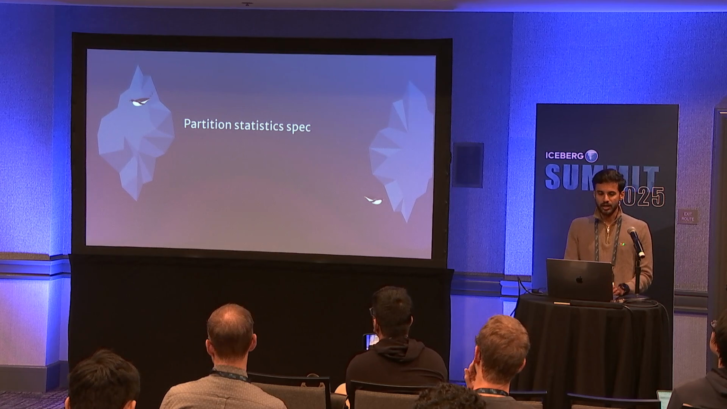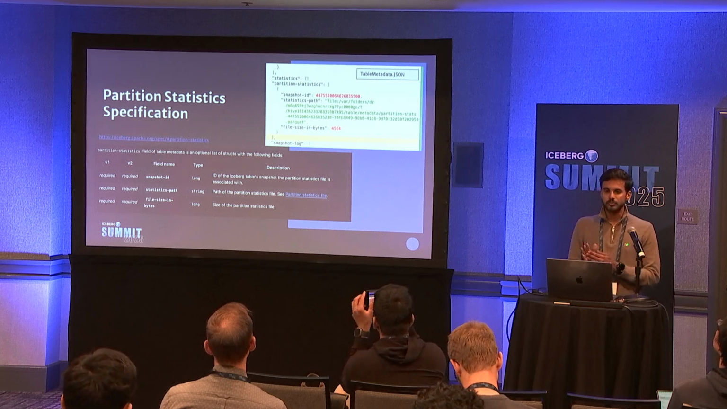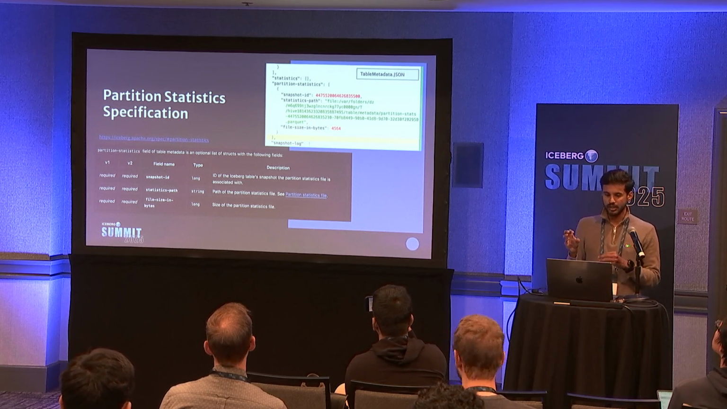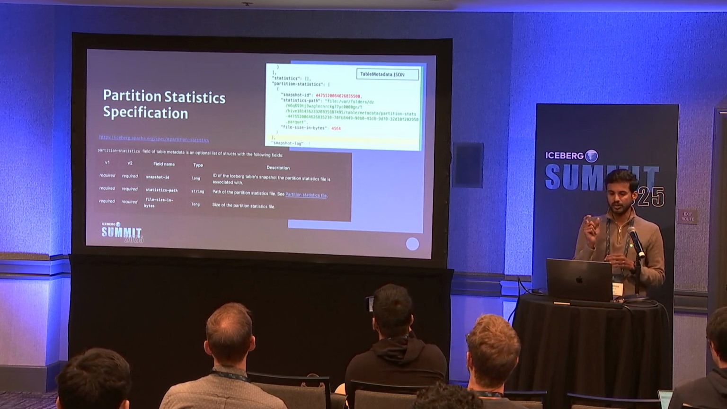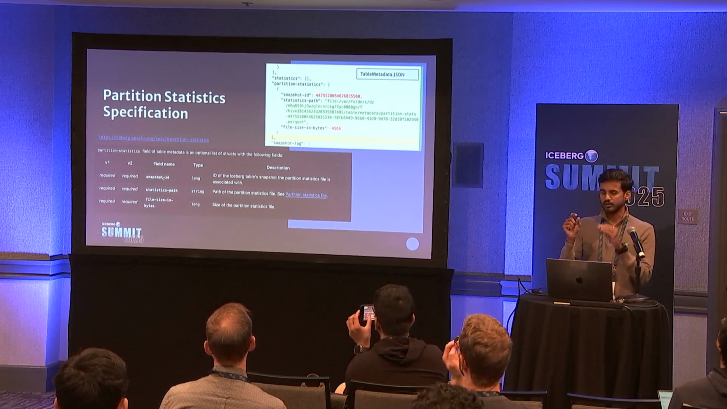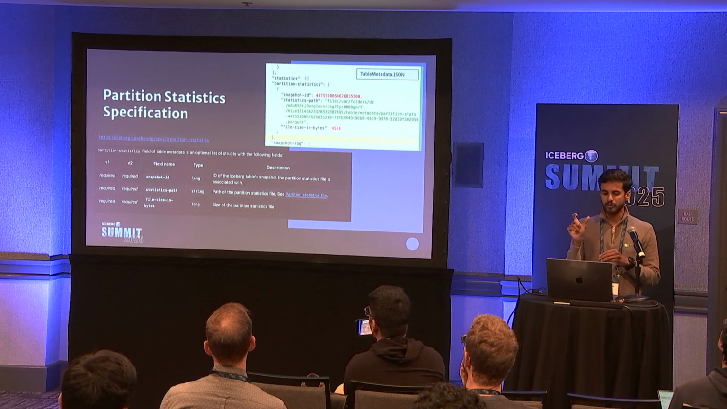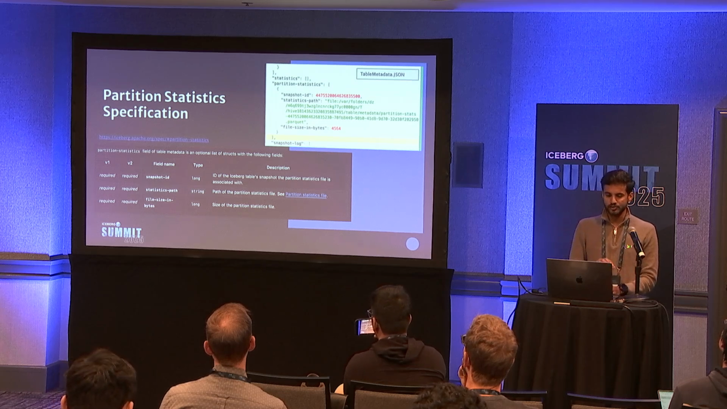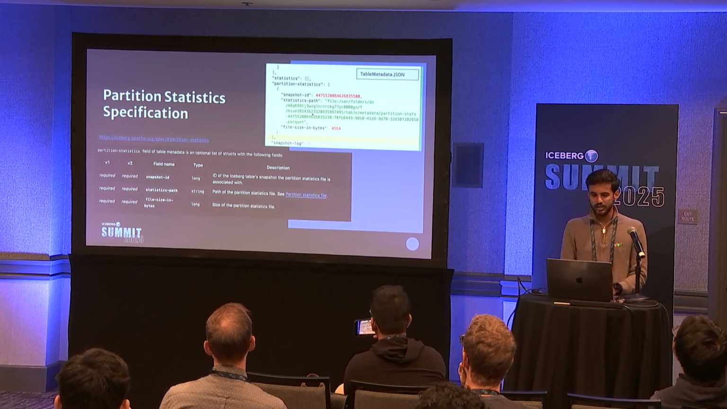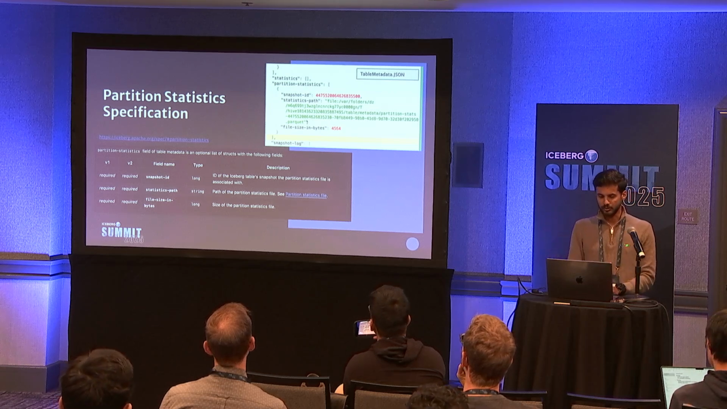So let's go through the spec which is present in Iceberg. In the Iceberg table metadata, we track the partition stats using a field called partition statistics, and it has a snapshot ID for which these particular stats are written, the path, which is the partition stats file path, and the file size in bytes. As you can see on the right side, this is what the table metadata JSON tracks. It looks something like this if you open a table metadata.